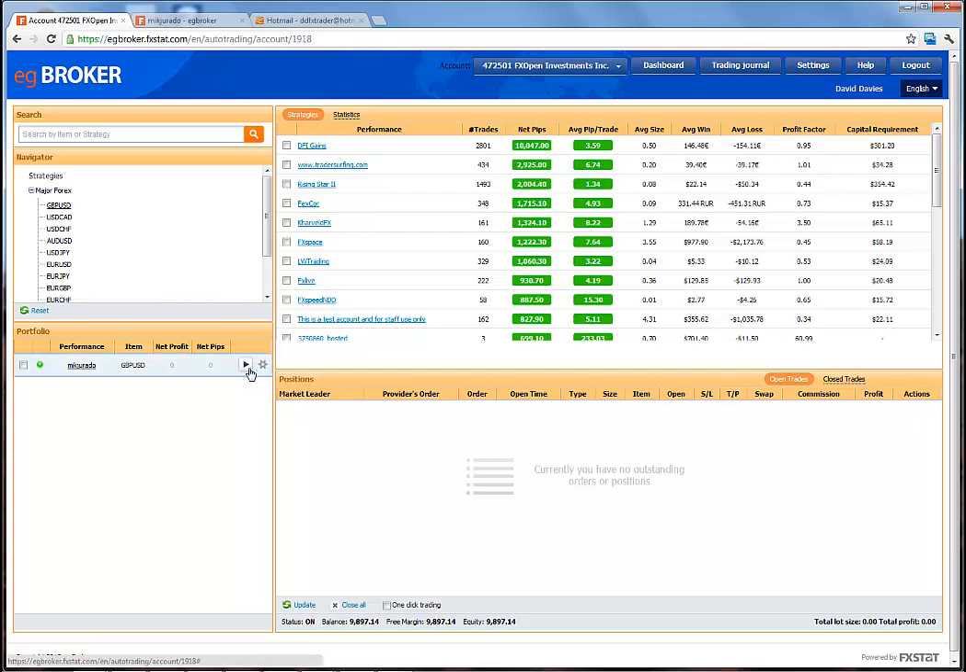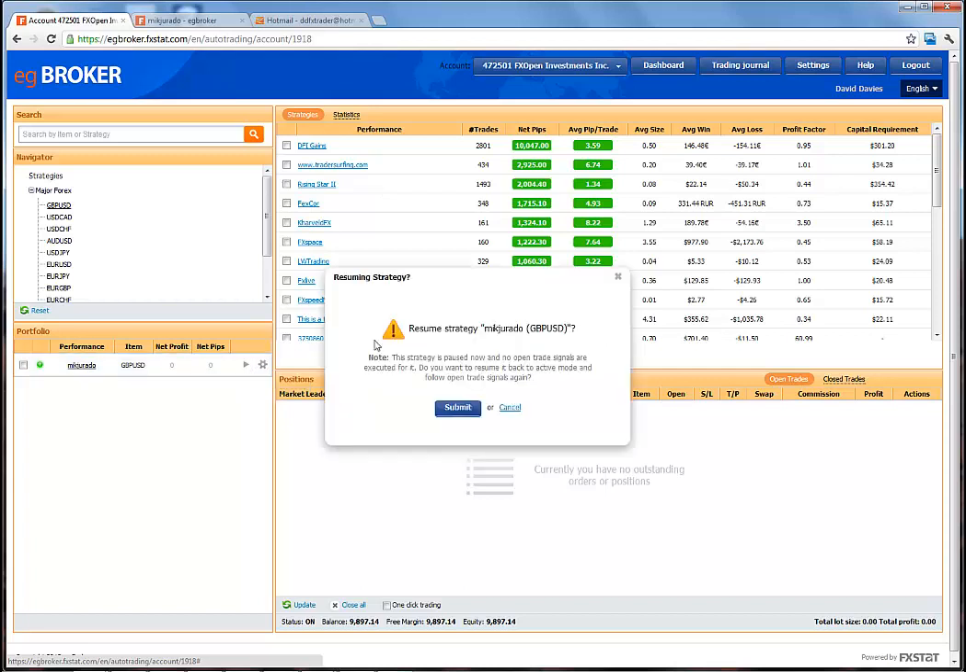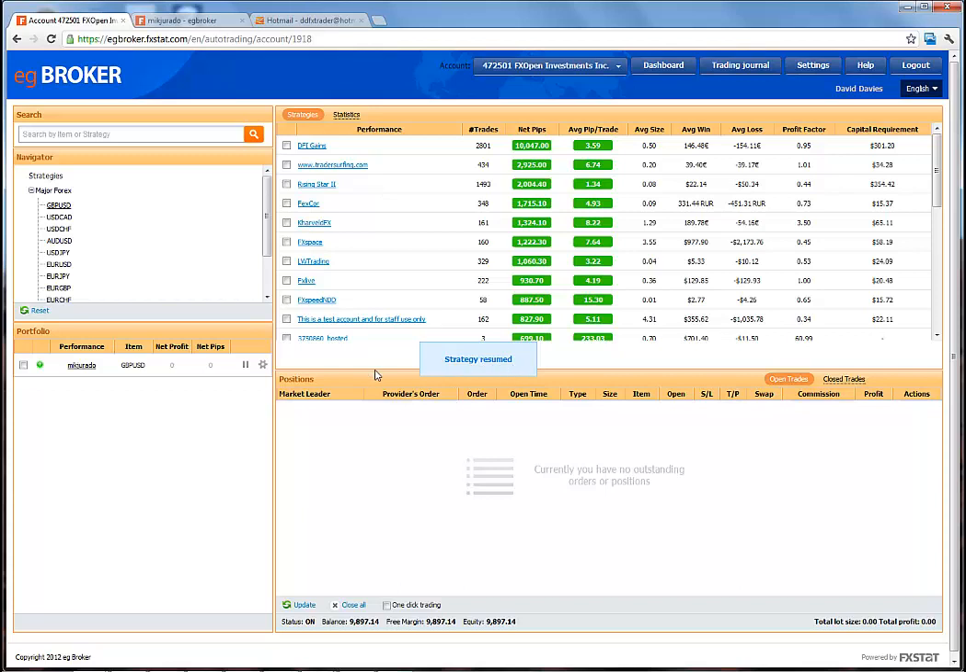So let us try to resume the strategy. You will see a pop-up window. We click on Submit. The strategy is resumed. So we're back to receiving signals from this trader, and any open trades will be mirrored into our portfolio.